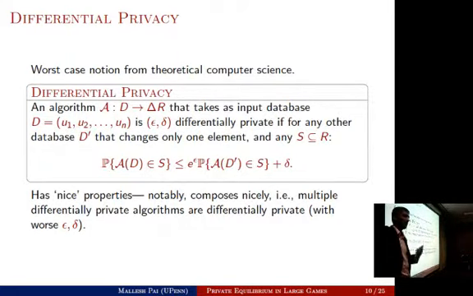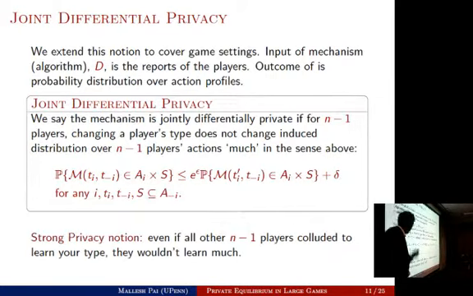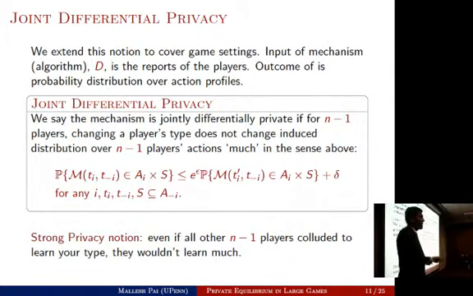So the trade-off intuitively is always going to be how much can I do while retaining this notion of privacy. Now you can ask, what does it mean to be jointly differentially private? It's a simple variant. The idea is that when I submit my type, it changes two things. It changes my recommended action, and it changes the joint distribution of recommended actions to everyone else in our mechanism setting.